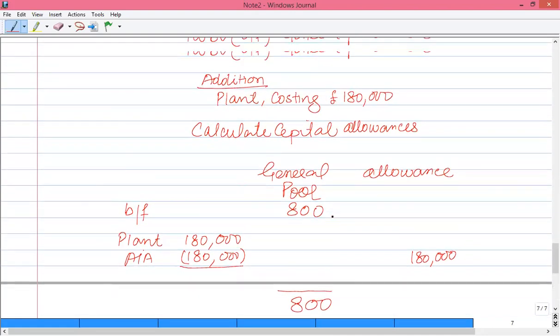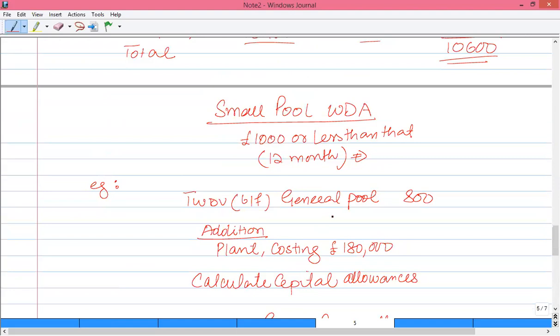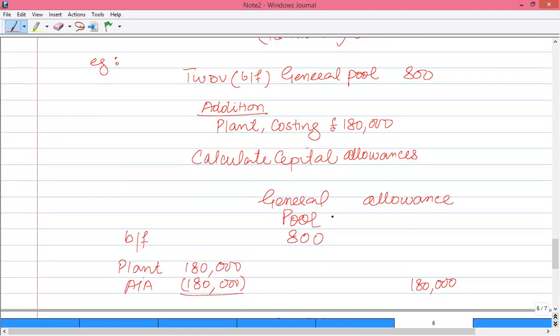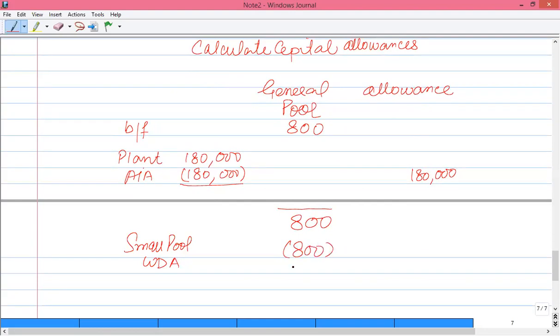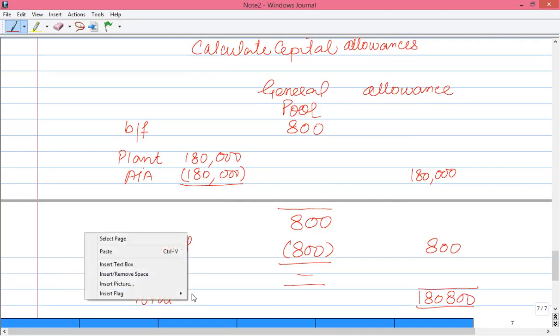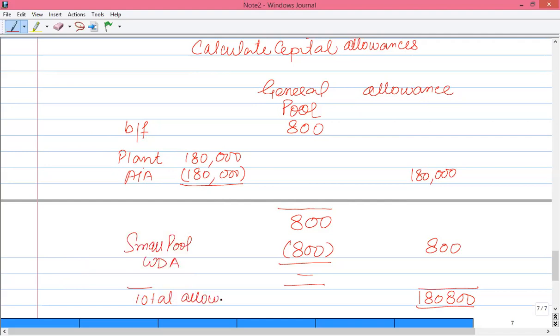And as we have discussed, small pool WDA is where the balance is 1,000 or less. As the balance is less than 1,000, instead of WDA, we can claim a small pool WDA, or you can claim 100% of the amount left out. So this is the case. Now the total allowance available is 180,800. So this is an example of small pool WDA.